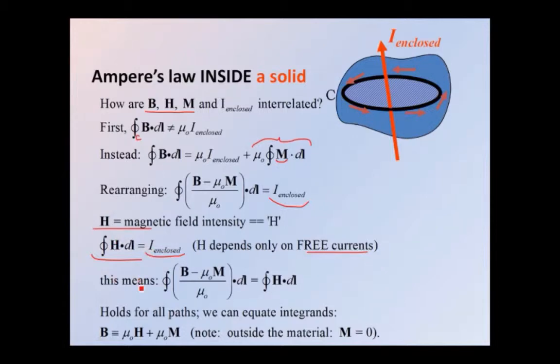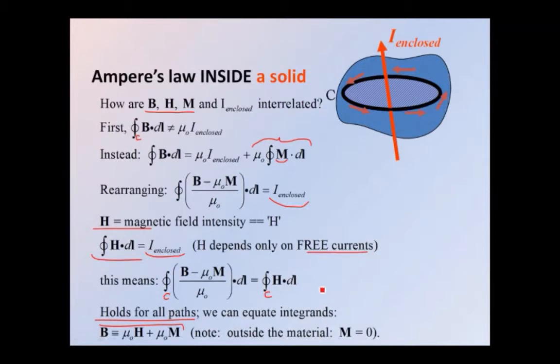If we look at these two integrals that are equal to I enclosed, we can set them equal to each other here. The question is, what happens if we change the curve C? So we change to a different curve C. It's a loop and it has some I enclosed. Then what we see is these two integrals stay equal to each other. They may change values, but they stay equal to each other. This holds for all closed paths, and so we can equate the integrands. Doing that, we have B equal to mu 0 H plus mu 0 M. So all we've done is taken this integrand equals H and solved for B.